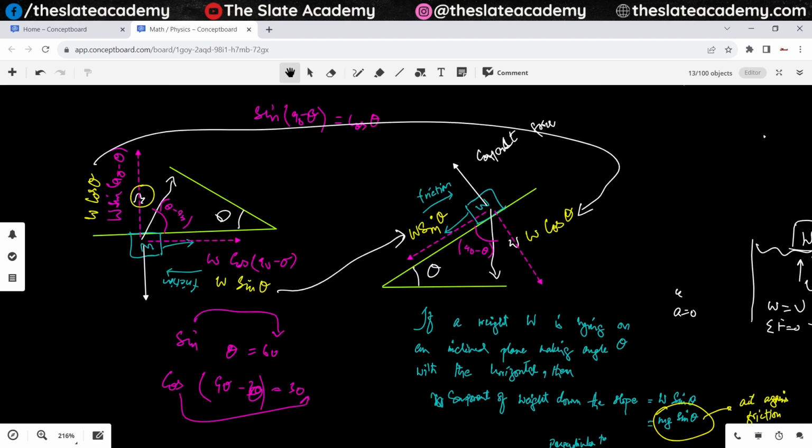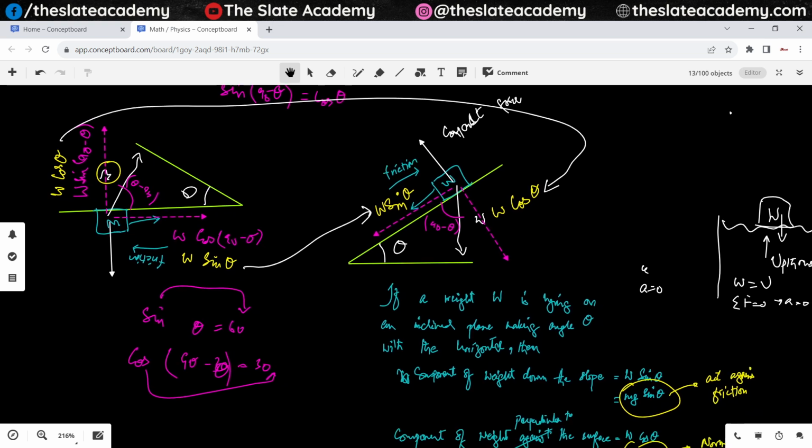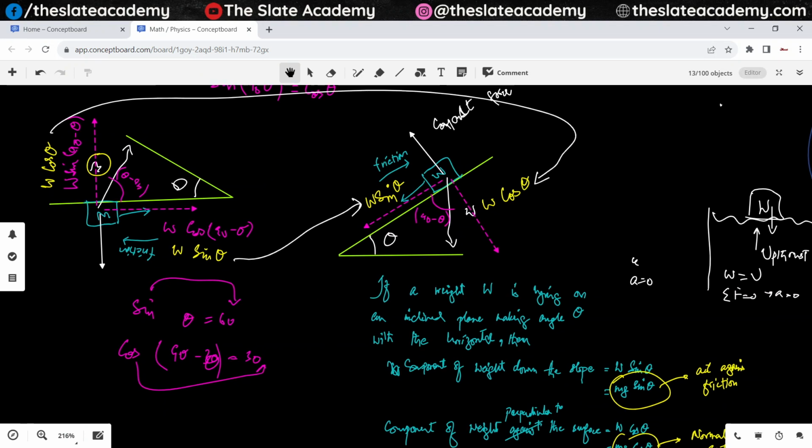So it is doing two things. One, it is acting against friction. The component would be W sine theta or mg sine theta. The other thing it is doing is that the weight is acting on the surface, and the surface provides back a contact force. Since it's not accelerating up or down in this plane, it would be W cos theta. This component of weight, W cos theta, is equal to the contact force being experienced by this object.